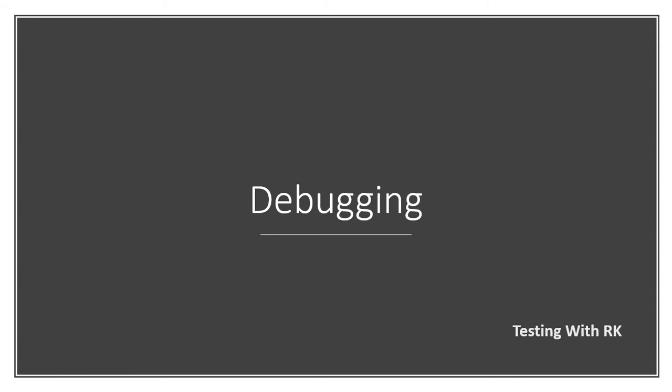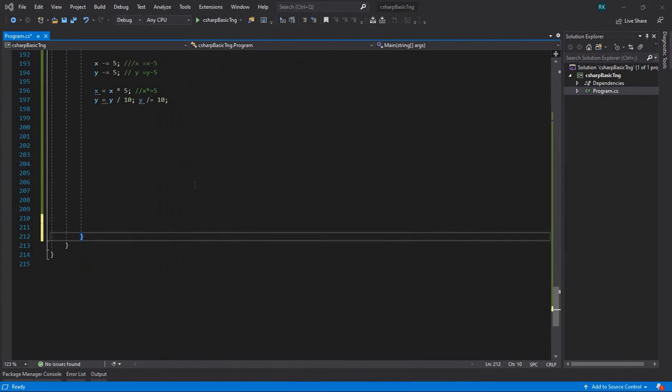In this session we will be discussing how to debug C# code using Visual Studio. Debugging. So basically what debugging means is that, let's actually switch to Visual Studio.